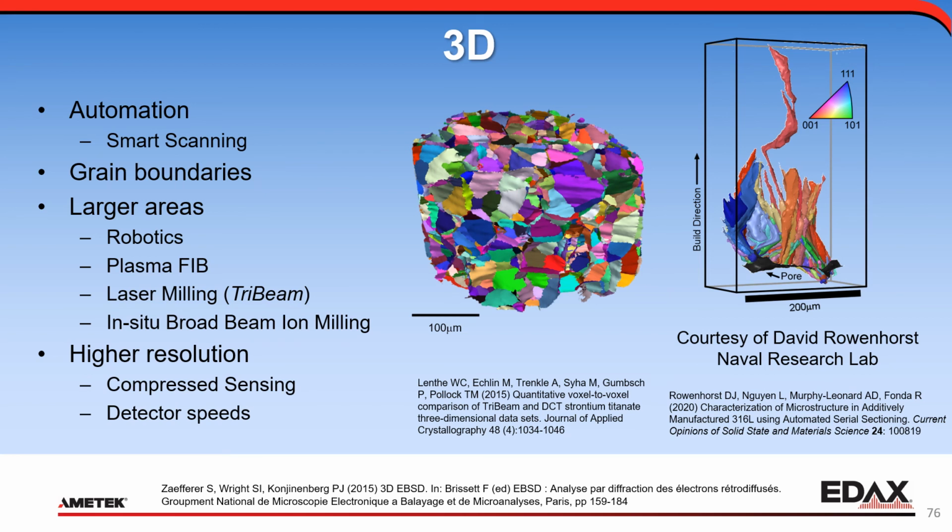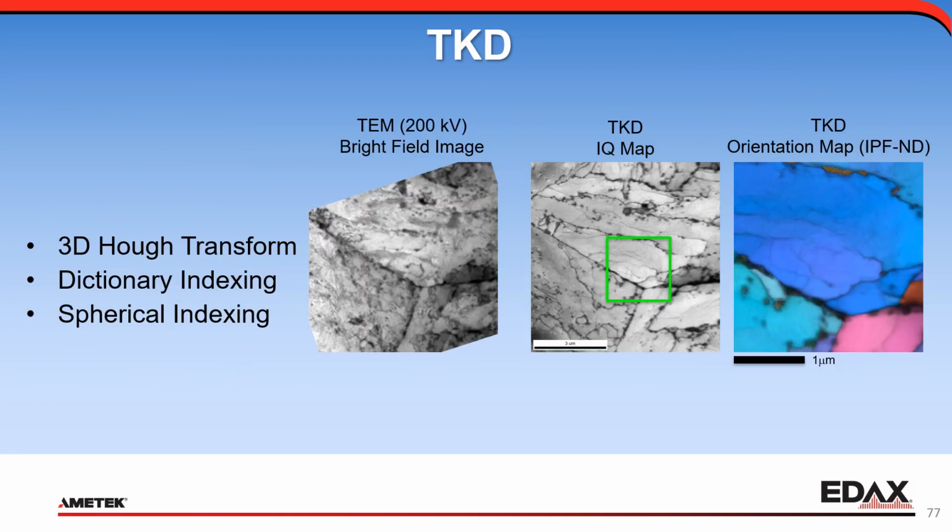Obviously, the improvements we make on detectors, compressed sensing, or sparse data collection could help also with improving 3D results. And another brief one, TKD. I could anticipate improvements there with either improved Hough transform, but more likely to see improvements using dictionary indexing, whether it be the straight dictionary indexing or spherical.